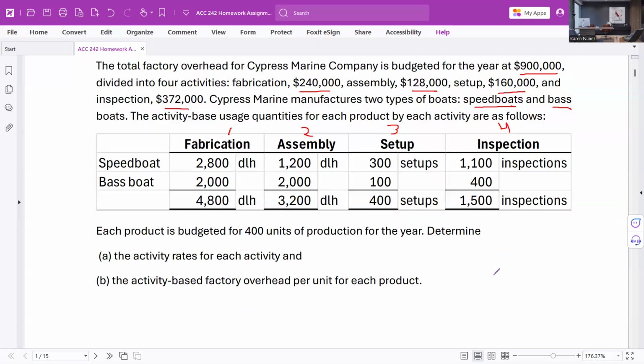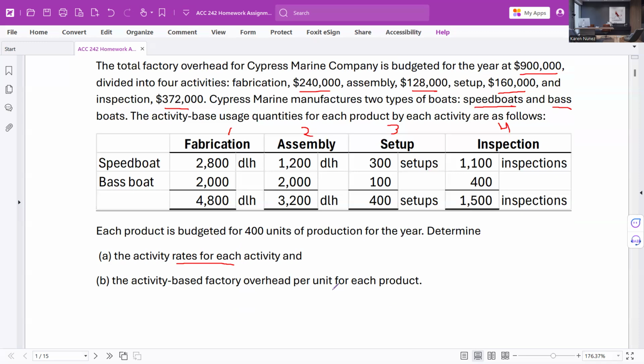And what we have to do is assume that we should find activity rates first for each activity. So we need 4 rates. And then we need the overhead assigned to each one of these products on a per unit basis. So let's focus on A first. We need activity rates. How do you get rates?